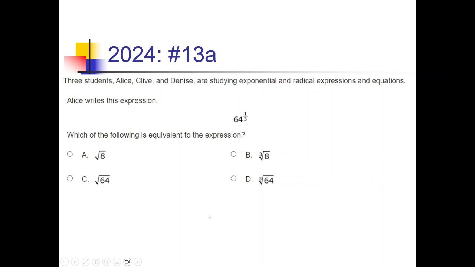So as a general formula, I can write x to the p over r equals the r-th root of x to the p. In this case, if I have 64 to the 1/3, that's going to be the cube root, because we have 3 in the denominator, cube root of 64 to the first power, which is just the cube root of 64 to the first, which is choice D.